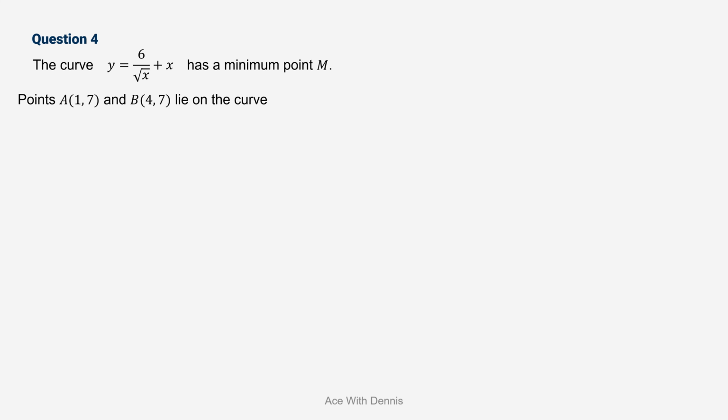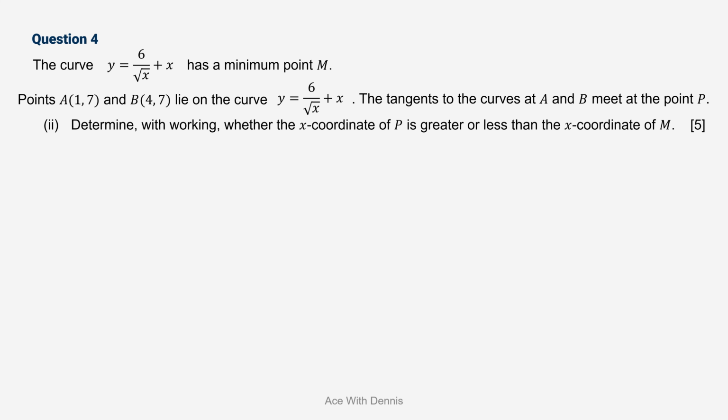Point A with the coordinates of (1, 7) and point B with the coordinates of (4, 7) lie on the curve where y equals 6 over square root of x plus x. The tangents to the curve at A and B meet at the point P. Part 2. Determine with working whether the x-coordinate of P is greater or less than the x-coordinate of M. 5 marks. So to answer this question, first we need to find the x-coordinate of point P.